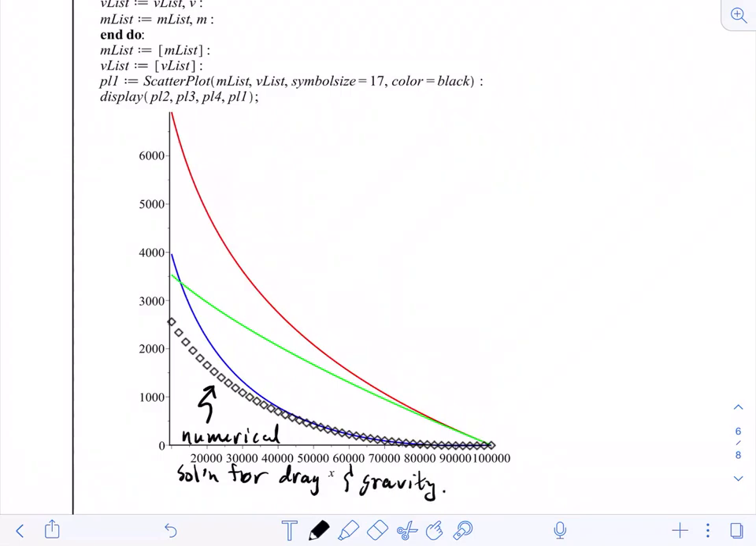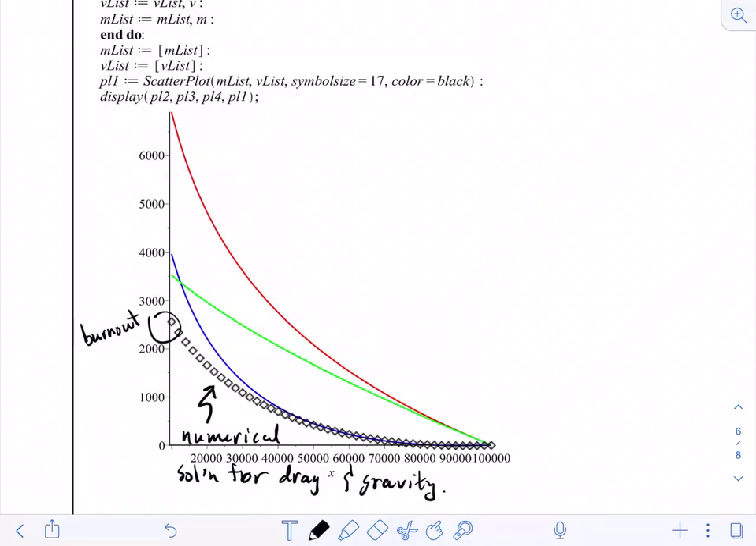And it should be satisfying that the final velocity at burnout is less than all of the other three cases. And it has to be, because now we have two forces that are opposing the motion of the rocket.